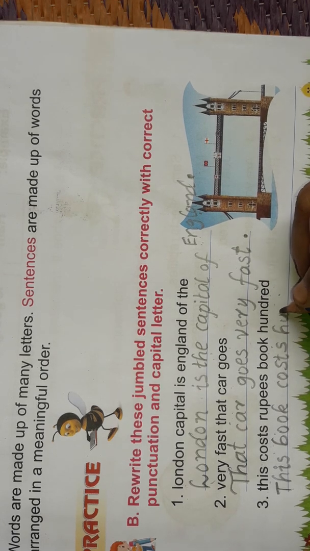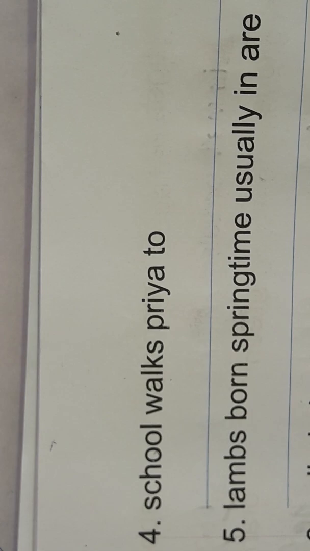This book costs. Book completed, costs completed. These two words we read. This book costs 100 rupees. Now 100. 100 rupees. This book costs 100 rupees.